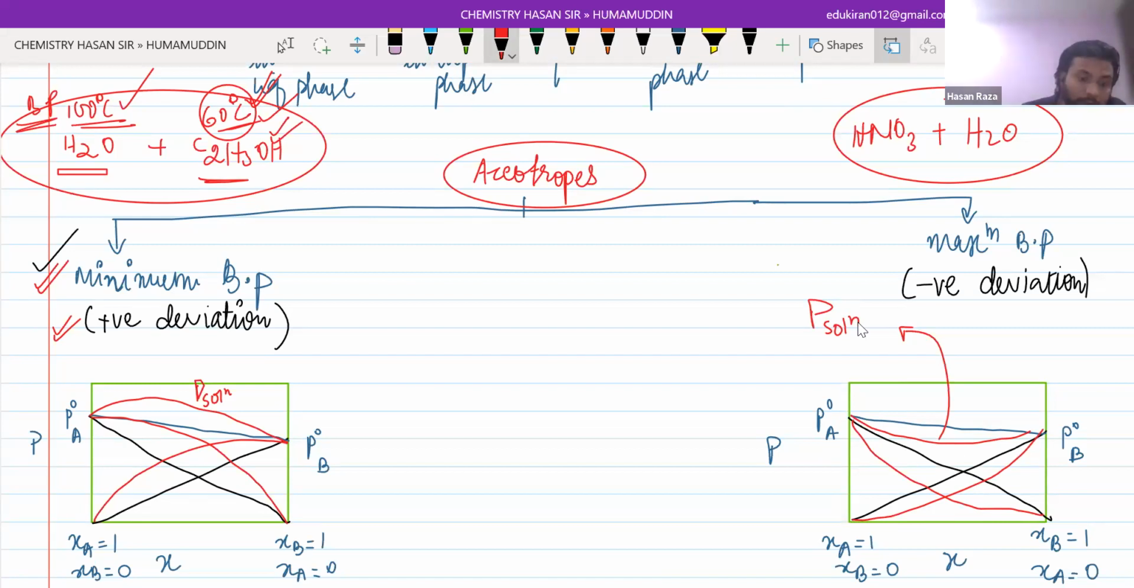Just write it, and corresponding to this, I'm going to draw a graph for boiling point as well, the minimum boiling point as well as the maximum boiling point.